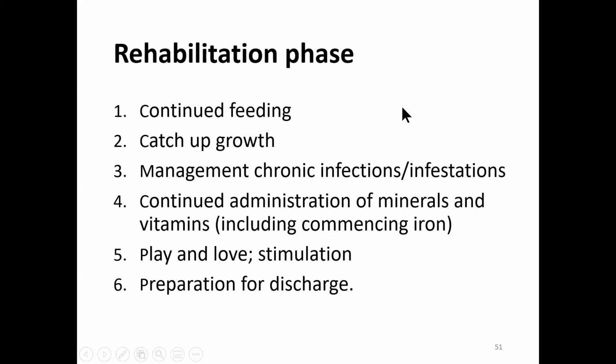focusing. So rehabilitation is all about continued feeding, the catch-up growth, and management of chronic infections like TB, HIV, and other infestations, and then continued administration of minerals and vitamins, and then talk about play, love, and stimulation, and preparing for discharge. So the rehabilitation phase involves this one.